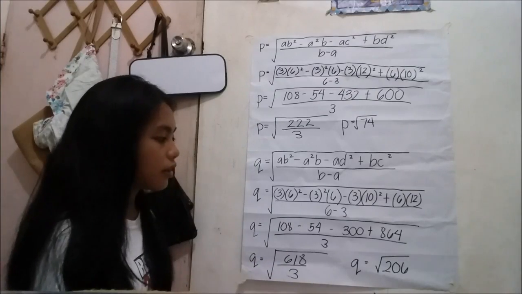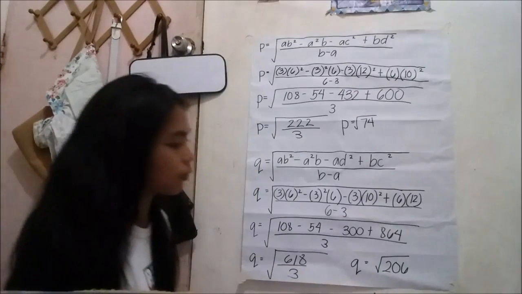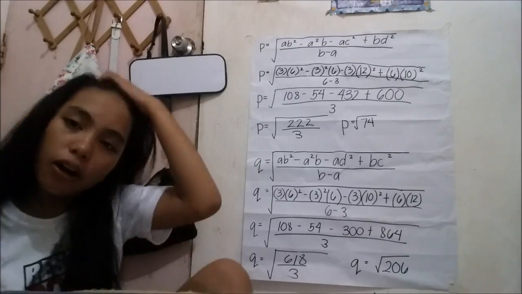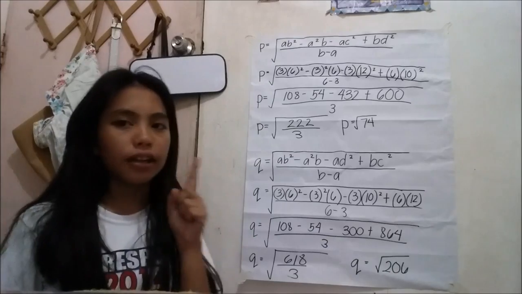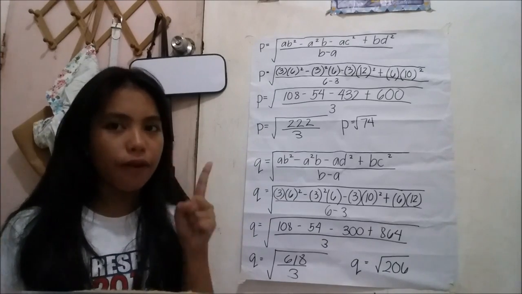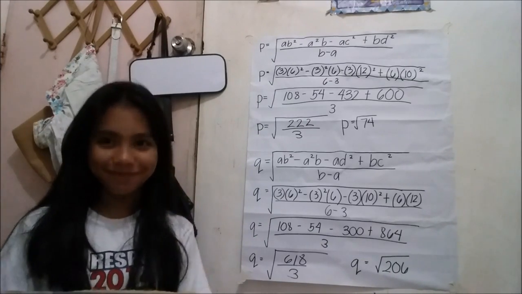So Q is equal to the square root of 206. Always remember to put the radical sign. It is very important. Very, very important.